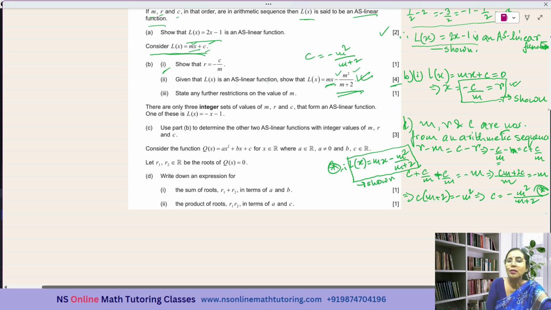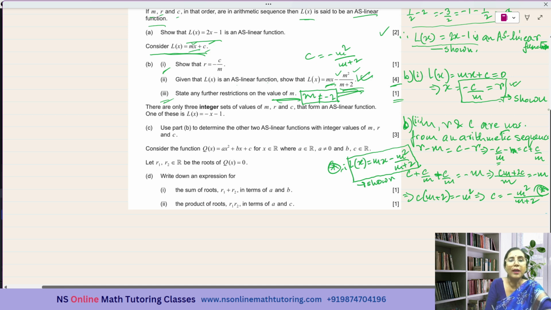Oh, sorry, this is not subpart C. This is B and II. And III, the third subpart says, state any further restrictions on the value of m. Of course, we have the restriction because m plus 2 is in the denominator. Therefore, m cannot have a value of negative 2. And since it is carrying a single mark, I don't think that you have to give any justification. You just write that m is not equal to negative 2. Because if m is equal to negative 2, plus 2 added together will be giving us a 0 in the denominator, which we cannot have.